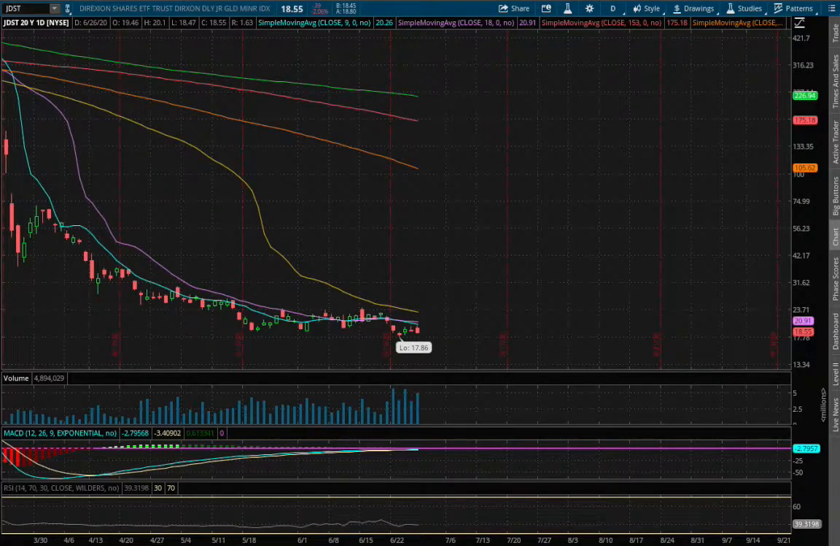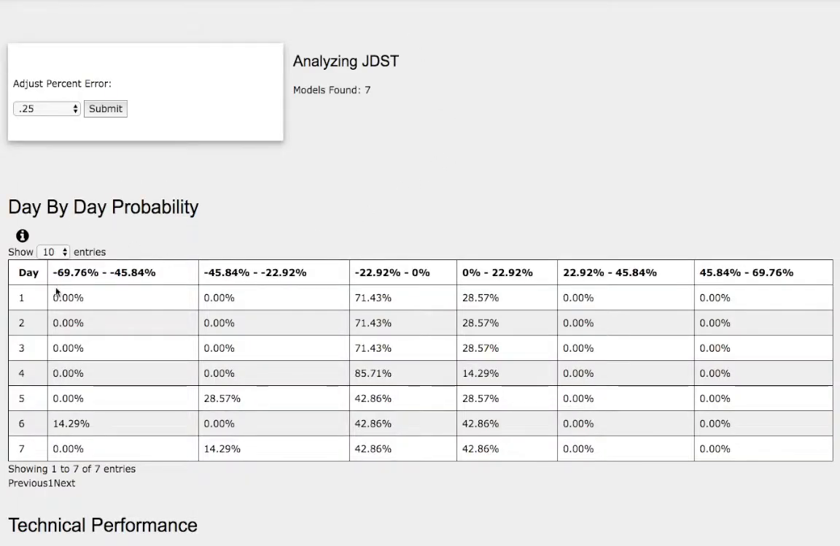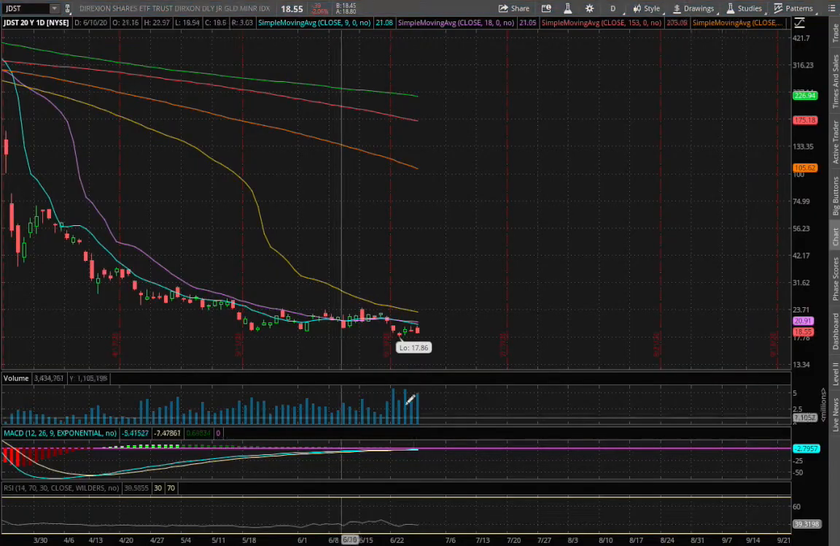So now let's examine the day-by-day probability model. As we progress to the 7th day, we have a 43% chance for JDST to climb higher between 0 to 23%. And to the downside, we have a 43% chance for JDST to fall between 0 to negative 23%. And to the further extreme case, to the downside, a 14% chance for JDST to fall between negative 23% to negative 46%. So we'll just use up 23% and down 23% as our resistance and support levels.